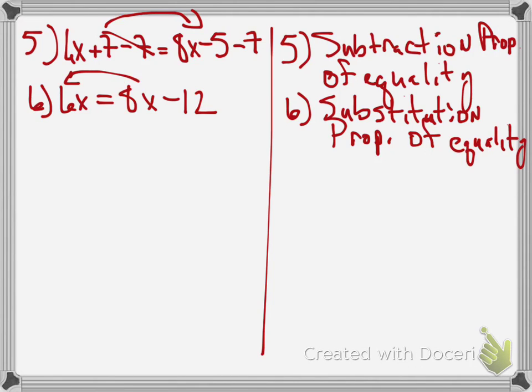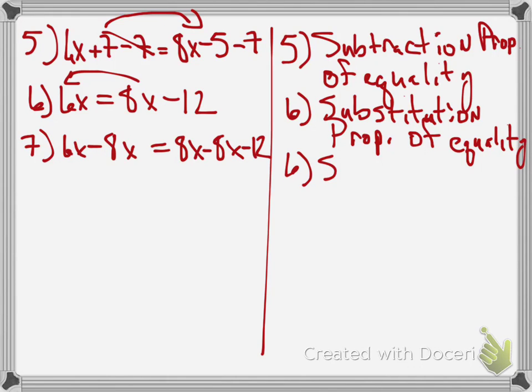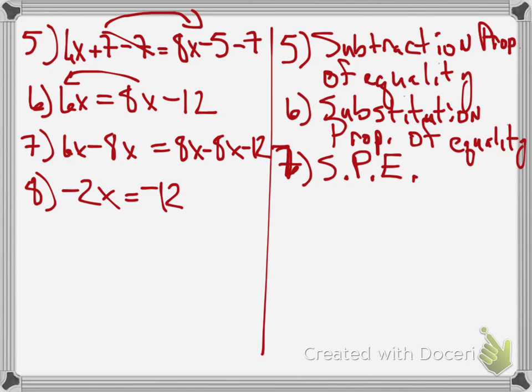Now, I need to get this one over here, so the next step would be to say 6x minus 8x equals 8x minus 8x minus 12. When I do that, I'm using the subtraction property of equality, so I'm just going to put here SPE. I'm being a little lazy here. That would give me negative 2x equals negative 12, from the substitution property again, so I'll put here substitution.